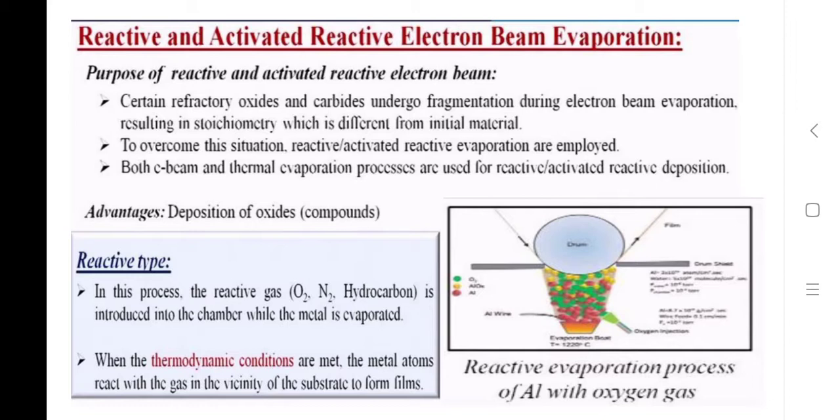Now what are the advantages? Deposition of oxide compounds we can do here. What is the reactive type? In this process, a reactive gas, generally oxygen, nitrogen or hydrocarbon, is introduced into the chamber while the metal is evaporated, and when the thermodynamic conditions are met, the metal atoms react with the gas in the vicinity of the substrate to form a film. So here we are using the gas as well as the atoms together to do the coating onto the metal, or maybe the substrate.